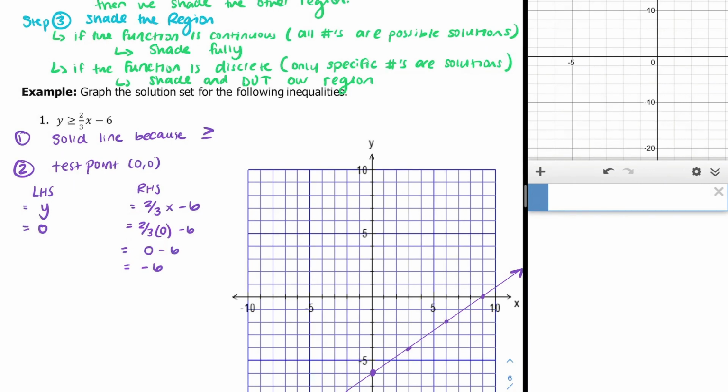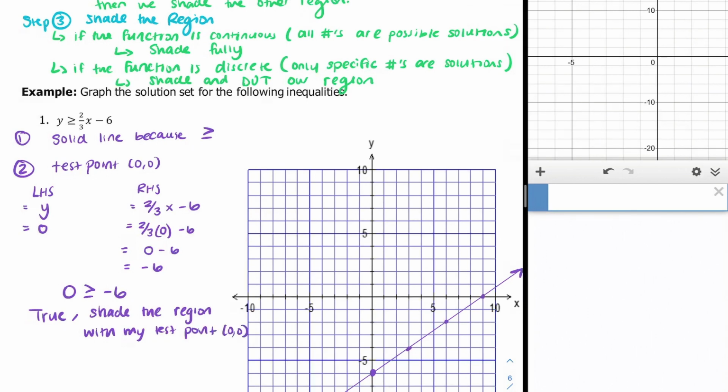What I am going to do is look at my original inequality here. My inequality said that my left-hand side, my y, should be greater than or equal to my right-hand side. Right? So I'm going to say 0 greater than or equal to -6. And that is actually true, right? 0 is a bigger number than -6. So since that value is true, we are going to shade the region with my test point.